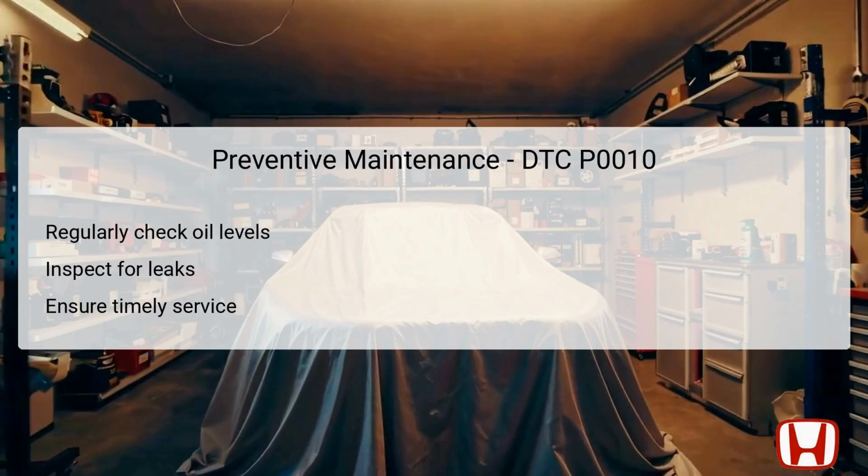Preventive maintenance is crucial to prolonging the life of the variable valve timing system and preventing future occurrences of DTC P0010. It's important to regularly check engine oil levels, ensuring they are at the recommended capacity to support optimal system performance. Regular inspections for oil leaks can also help catch abnormalities early, preventing damage to the VTC oil control solenoid valve.